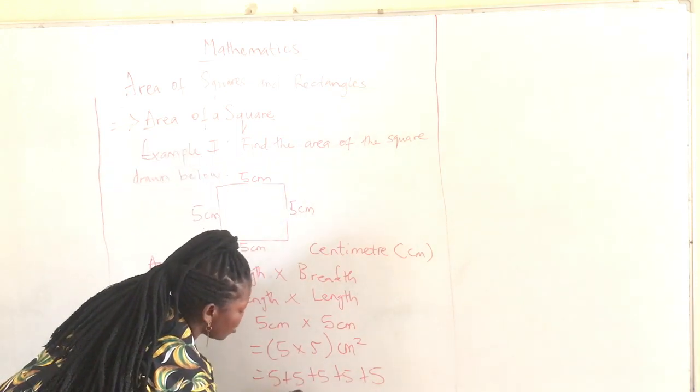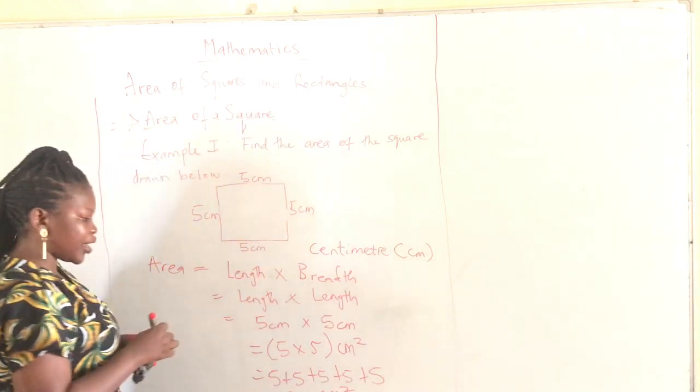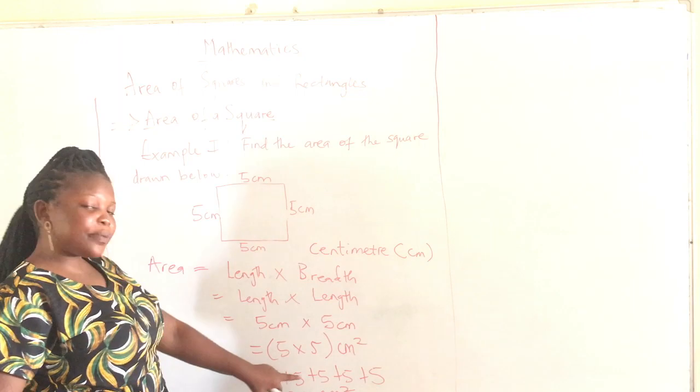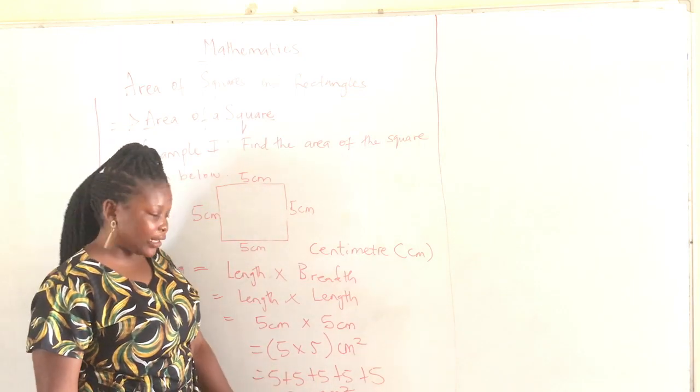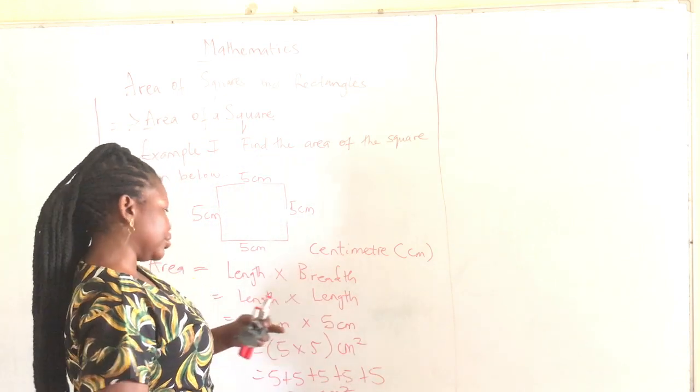So we have the area of this square to be 25 centimeter square. You can also confirm this using a number line.